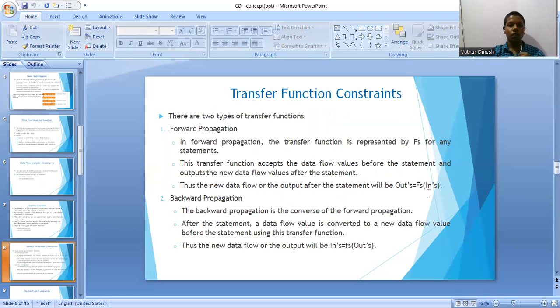Backward propagation. The backward propagation is the converse of the forward propagation. After the statement, a data flow value is converted to a new data flow value before the statement using this transfer function. Thus, the new data flow value will be in of S equal to f of S applied to out of S.